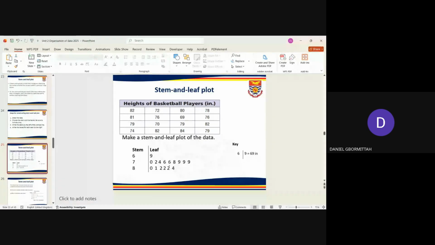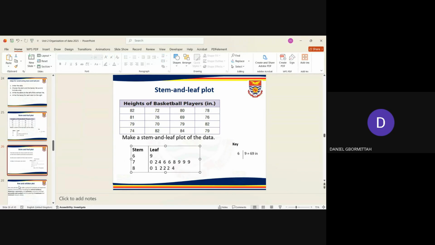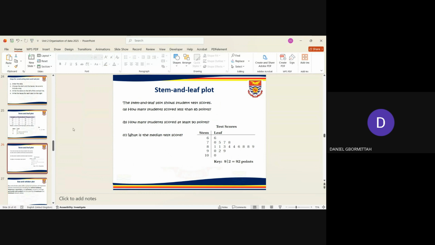Now, the question they will ask you is how many people are involved in this. How many people do we have for this data? Those are some of the questions they can ask you. For instance, look at this. The stem and leaf plot shows student test scores. How many students scored less than 85 points? Please, can you answer that question? Look at it and answer it for me.